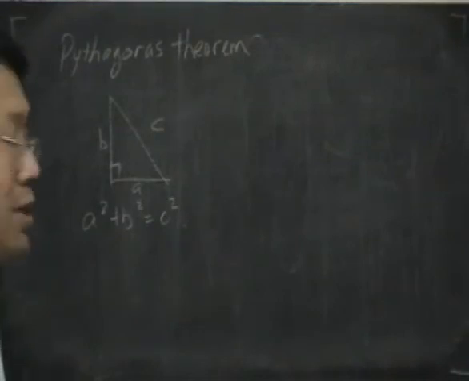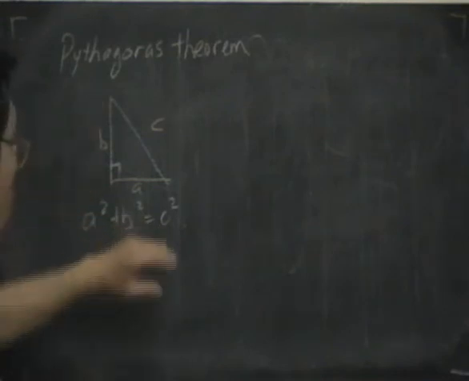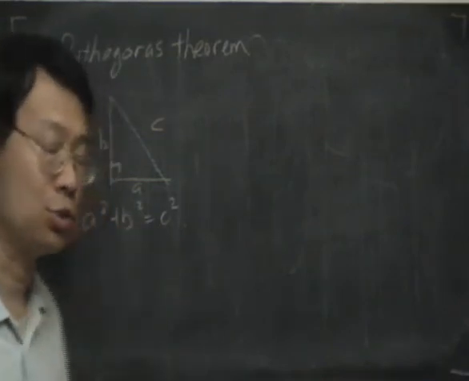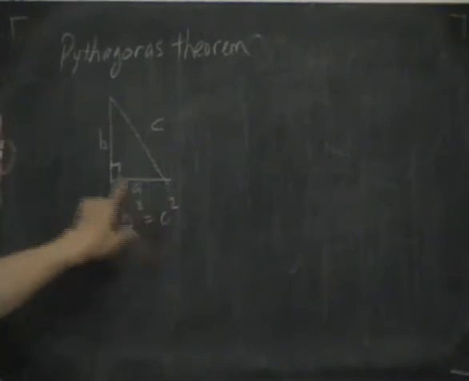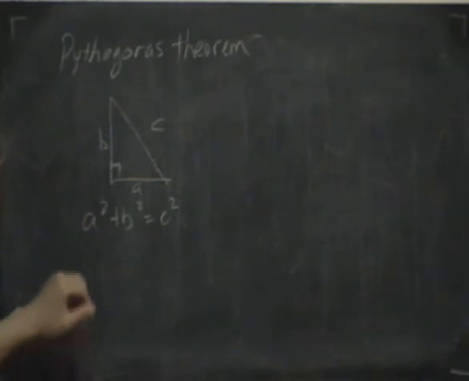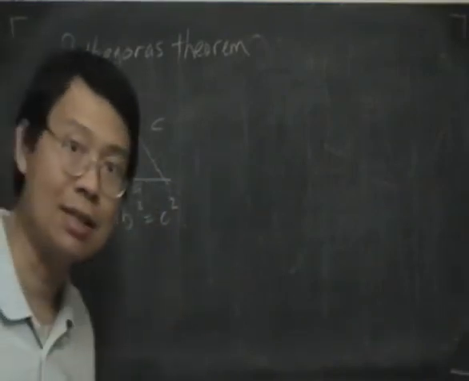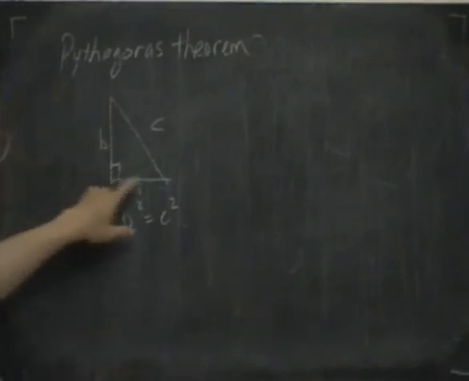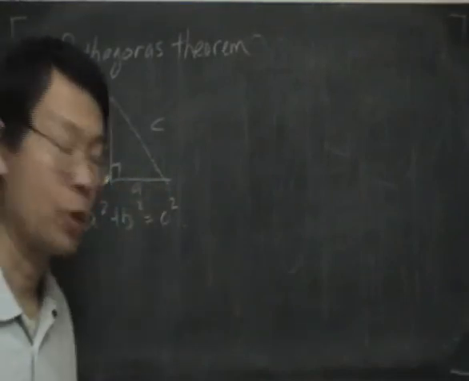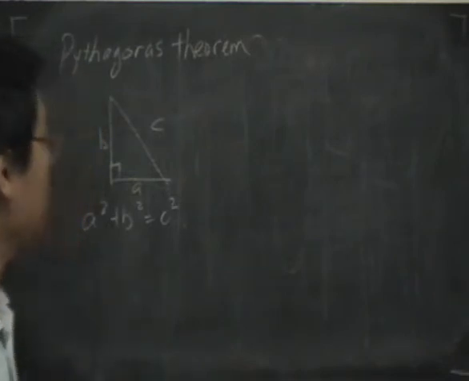A squared plus b squared equals c squared. It is a theorem, an equation about a right-angled triangle, a triangle with one of the angles 90 degrees. So it is a formula that tells you how to find the longest side if you know the two shorter sides. Right? Now, let's look at an example.